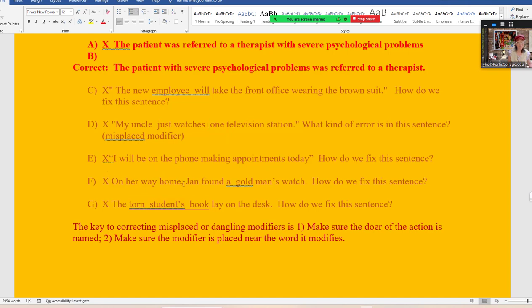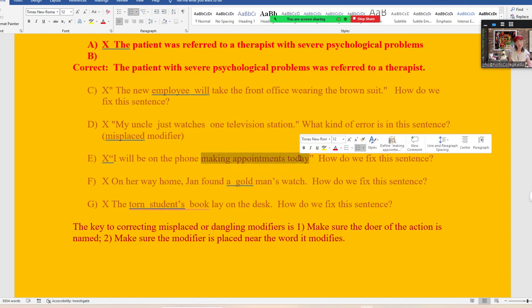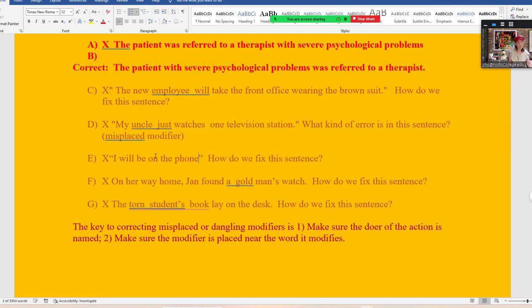I will be on the phone making appointments today. So is your telephone growing arms and going to make appointments for you today? No. So therefore: I will be making appointments on the phone today. So I have to move 'making appointments' and put it here: I will be making appointments today on the phone. Now that's correct, because that's the sentence we were studying above, where I said this is a subject, this is a verb, these are objects: subject, verb, object equals a simple sentence.